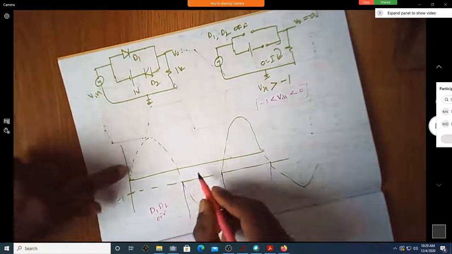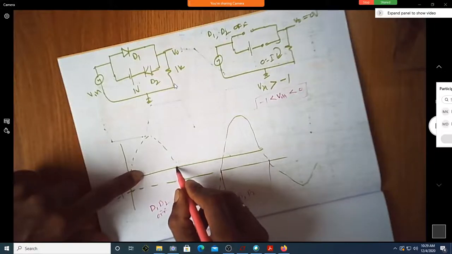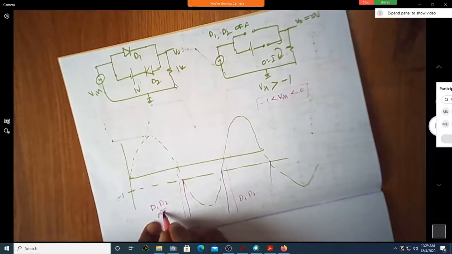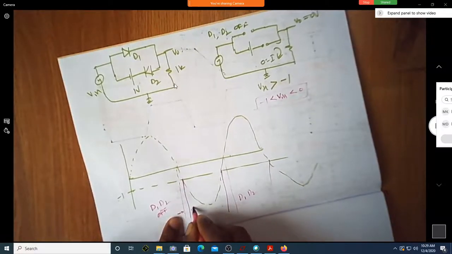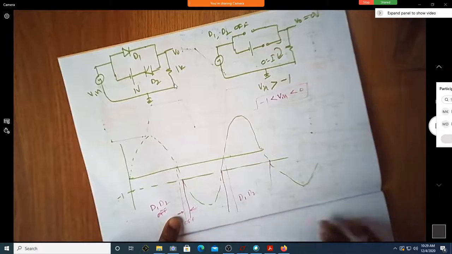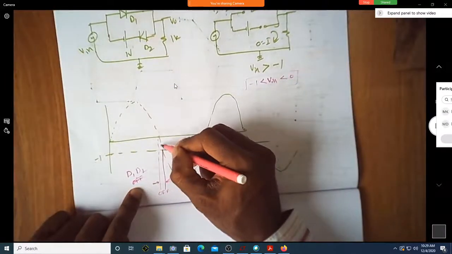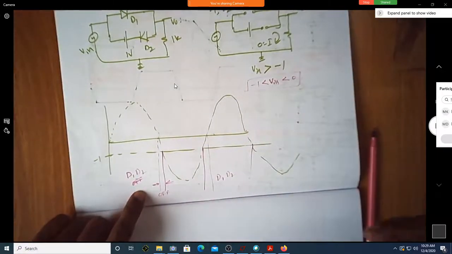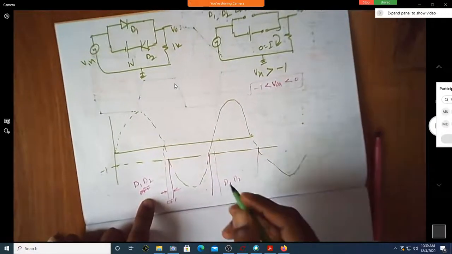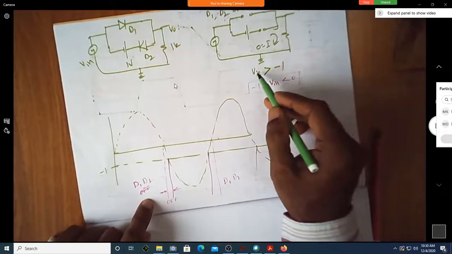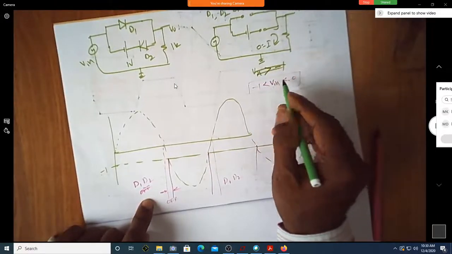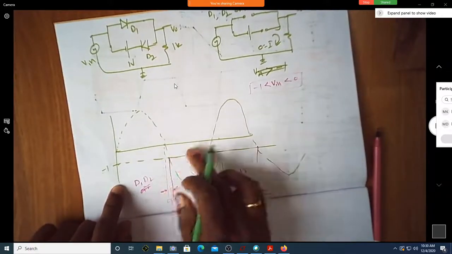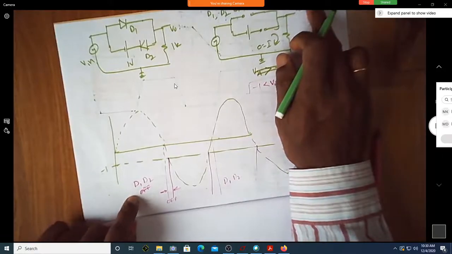So this is 0 here, again this is 0. This is the region where both are off. Only in this region both are off. What are the output voltage during that point? If input is between 0 and -1, both are off. If both are off, V0 is equal to 0.